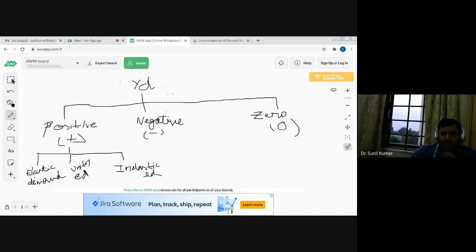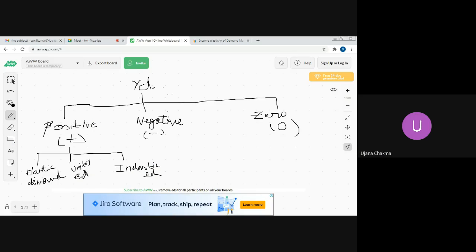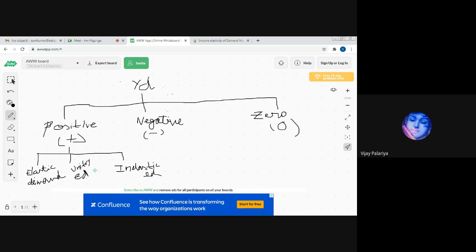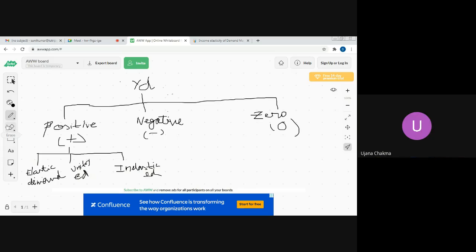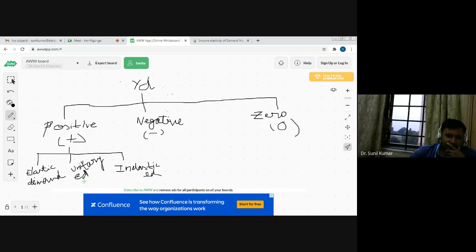So in the positive sign, what you are seeing, the second one is unitary. Oh yeah, I forgot to write one second. That is the unitary elasticity of demand, ED for elasticity of demand.